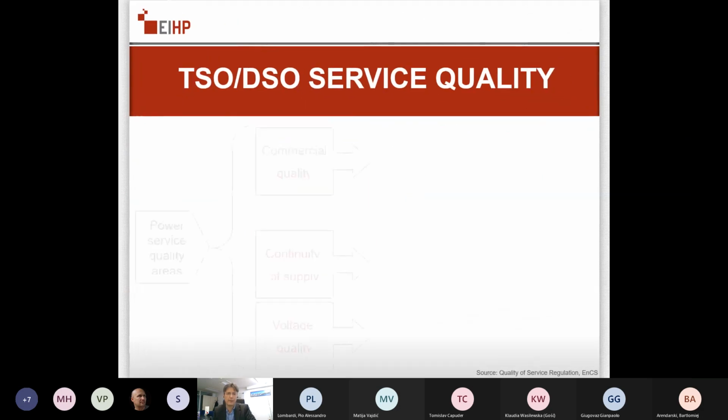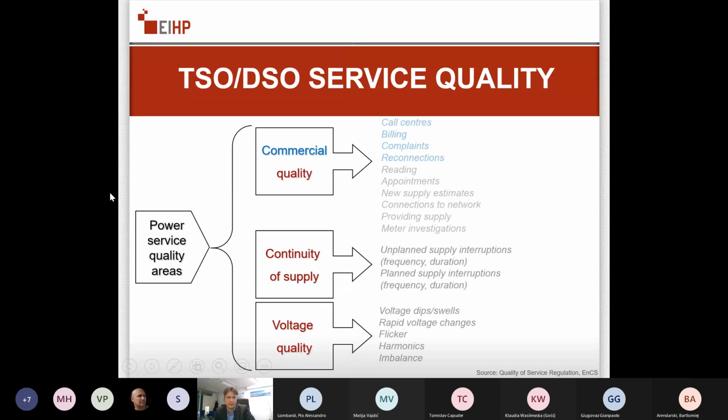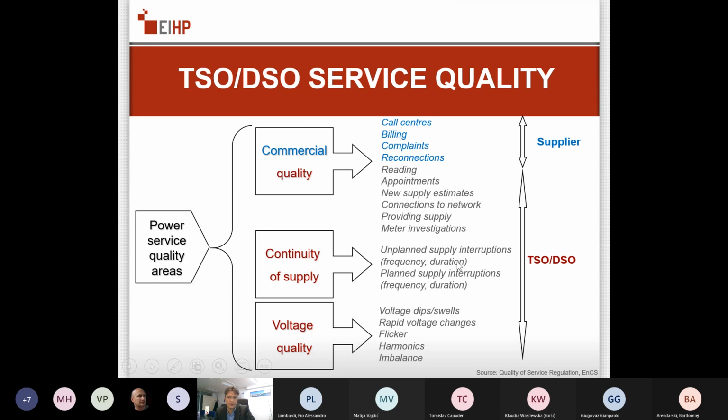So actually, we have three groups of quality areas. The first one is commercial quality. The second one is continuity of supply, and the third one is voltage quality. Part of that is the responsibility of the TSO and the DSO, while part of that is covered by the supplier.